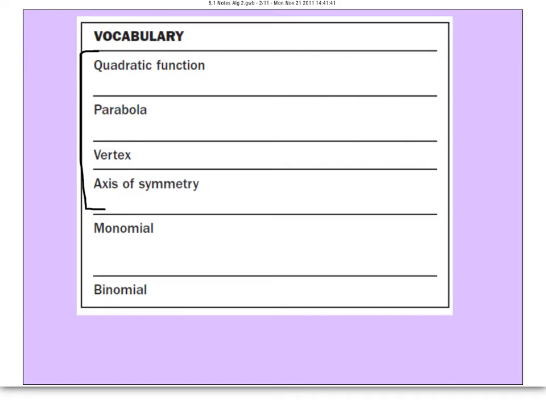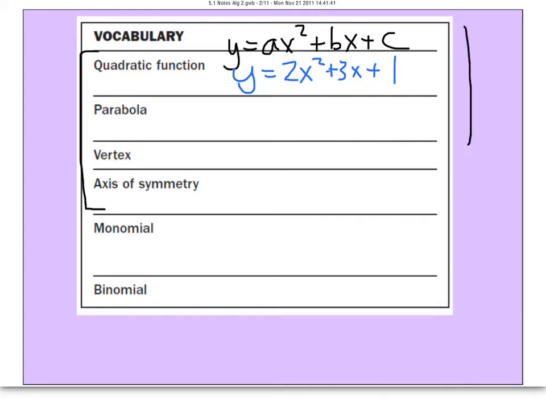A quadratic function would look something of this format: y equals ax squared plus bx plus c. Now, if I put numbers in it, you might see something like y equals, let's say, 2x squared plus 3x plus 1. Now, if you graph this on graph paper, where you have an xy axis, you're going to get a shape that looks something like this. The shape that a quadratic function makes when you graph it is called a parabola.